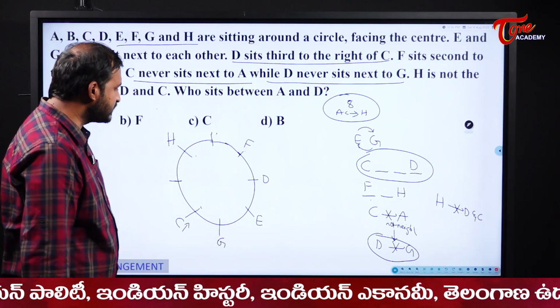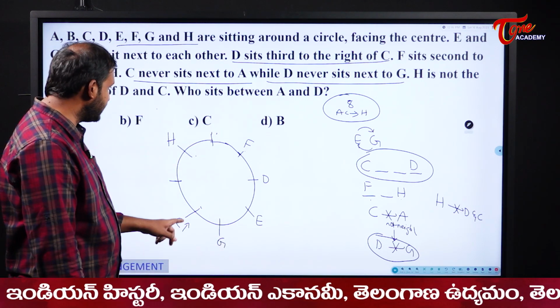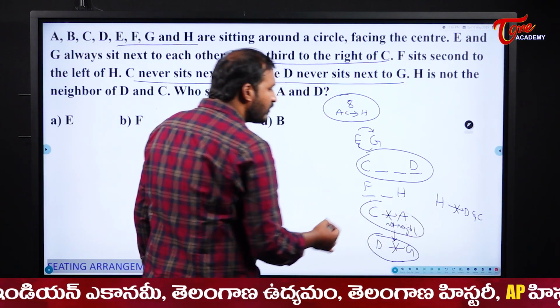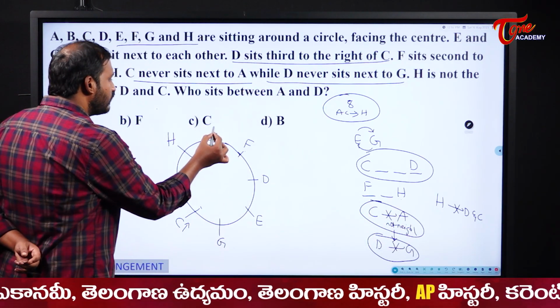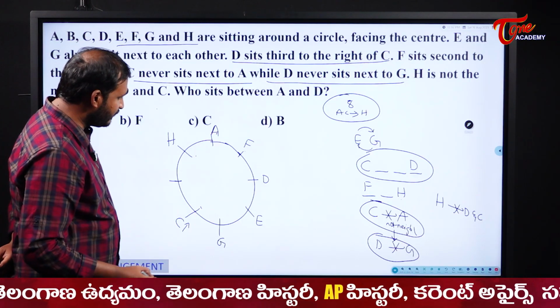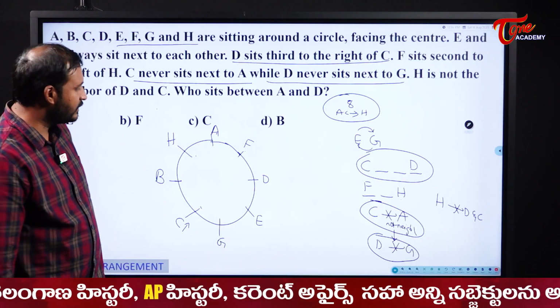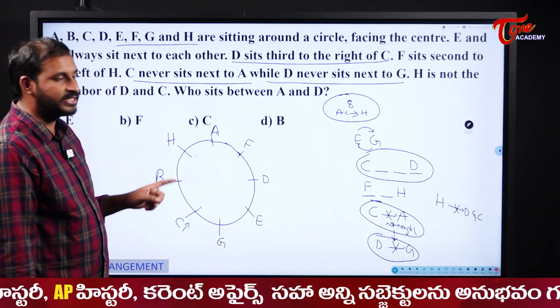That is the only chance for me. Next, C and A are not neighbors. See this logic. C and A are not neighbors, so that means A will go here, and the only person left for us is B. B will come here. So this is the final arrangement.